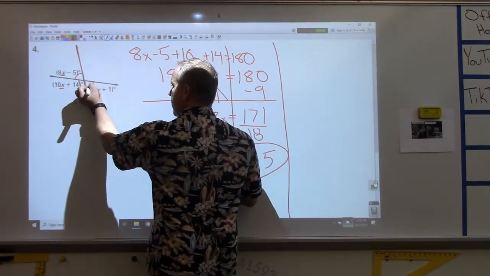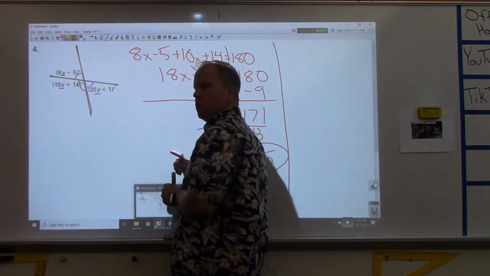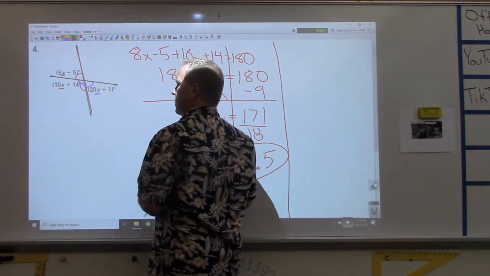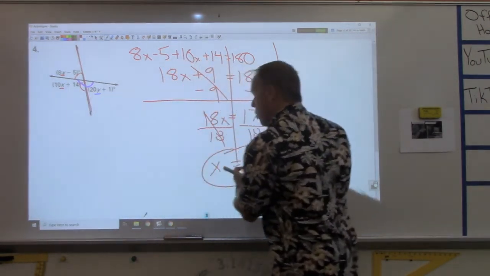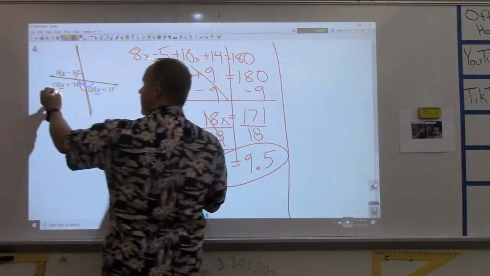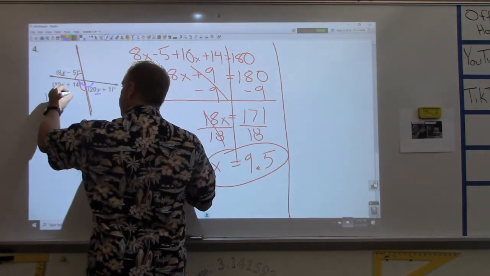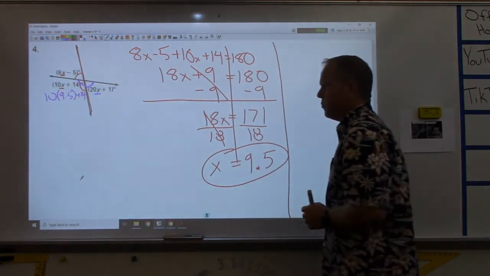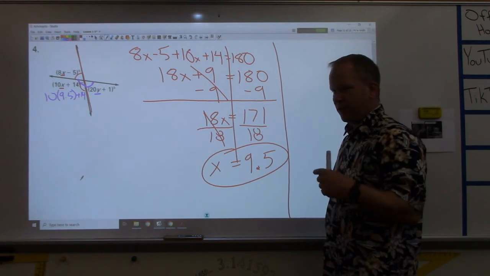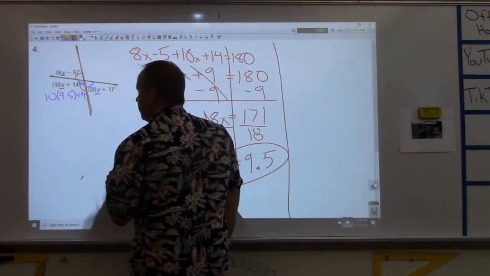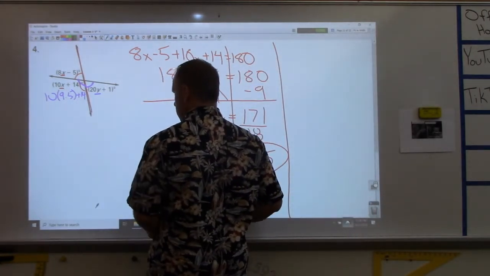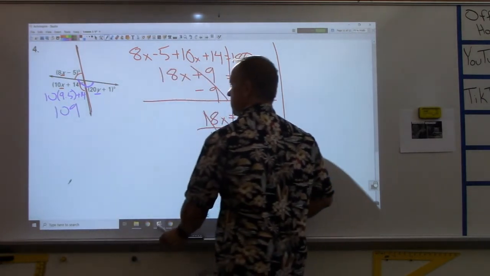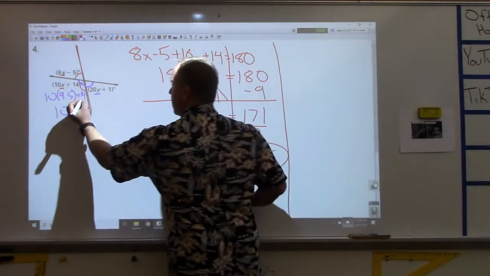So, looking at where y is, here's y right here. That is this angle right here. Well, that angle is a linear pair with this angle. But that's an x and that's a y. Well, we now know what x is, so I can plug that in and I can find that. 10 times 9.5 plus 14. 95 plus 14. 10 times 9.5 is 95. You should know that one. That's a quick one. 95 plus 14 is 109. So now, this angle is 109 degrees.